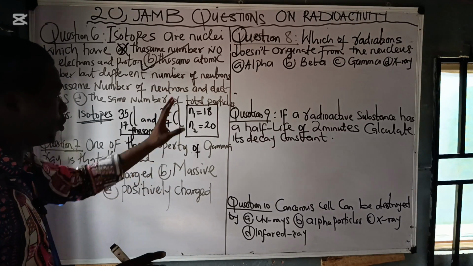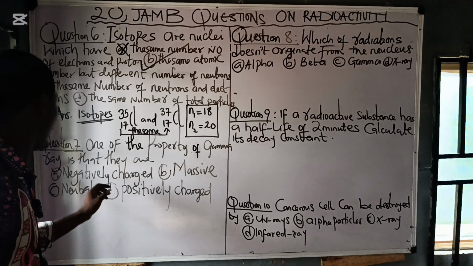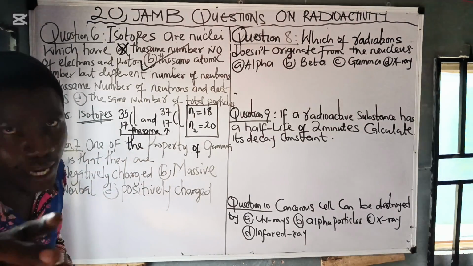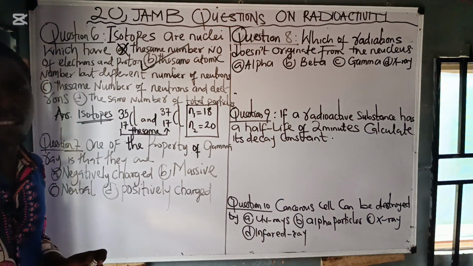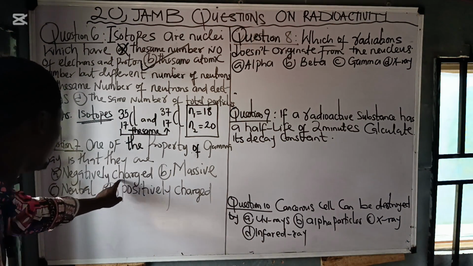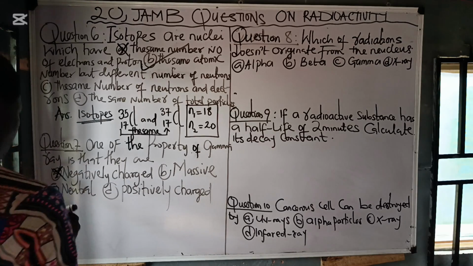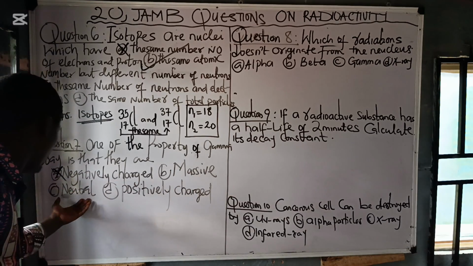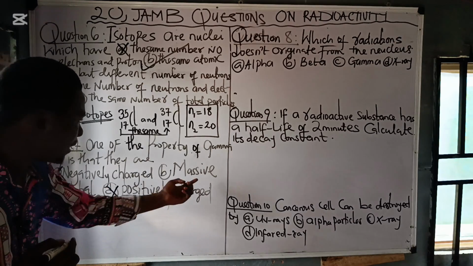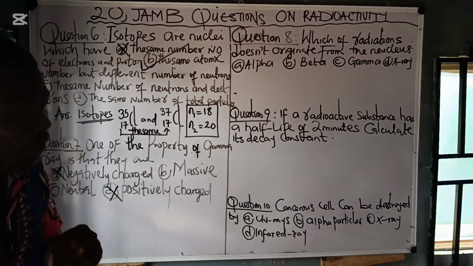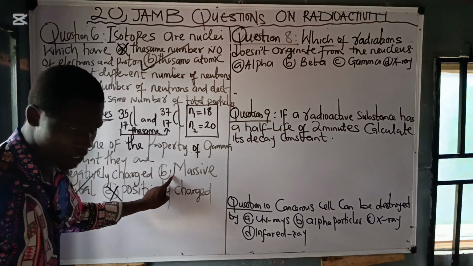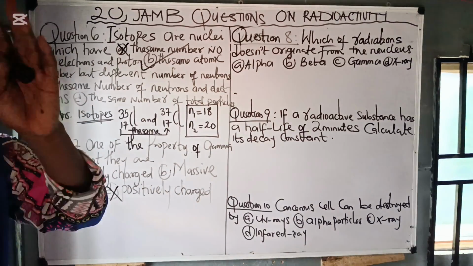Watch my previous video, you get this word. Now, one of the properties of gamma ray is that gamma ray is neutral, and highly massive, but little is known of the mass. So when you consider the option of negatively charged, we know that one is out of the box. We have massive, we have neutral, we have positively charged. Positive charge is out of the box. So we are left with massive and neutral. Now, gamma rays are known to be what? Neutral. So little is known of the mass. So we choose C as our answer.